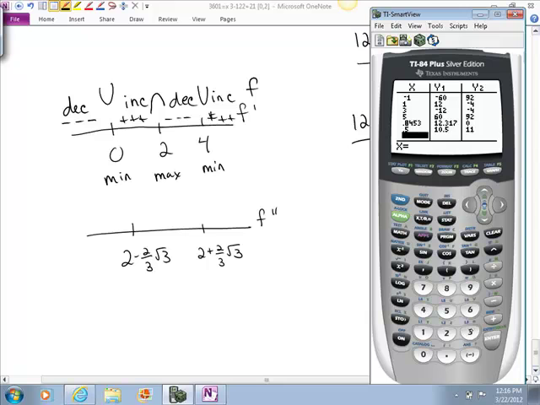Right? And now 2 plus 2 squared is 3. So 2 plus 2/3, 2 times the square root of 3 divided by 3, is 3.15. Okay, so I decided this was about 0.8 and that one was about, what? Oh, sorry, it's 3.15.